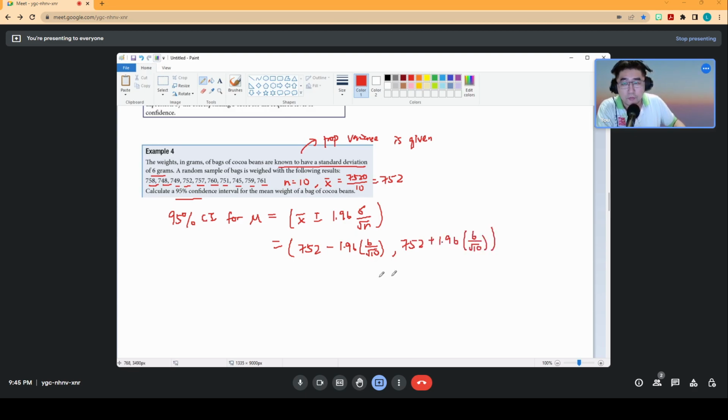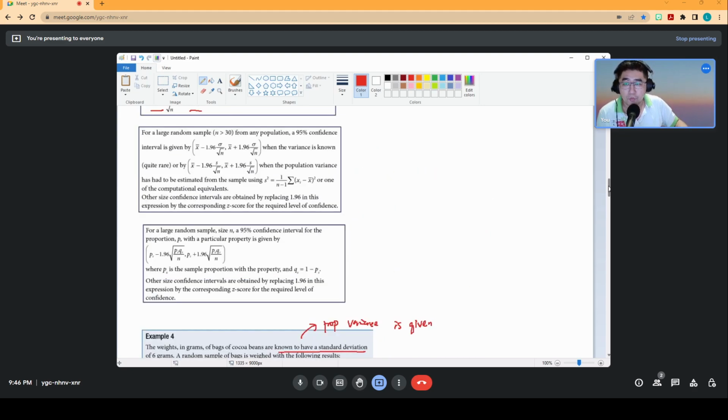So all you need to do is just apply your calculation. 752 minus 1.96 times 6 divided by square root 10, I have 748.28, comma, 752 plus the same amount, I have 755.72. Okay, so this is my 95% CI for mu.